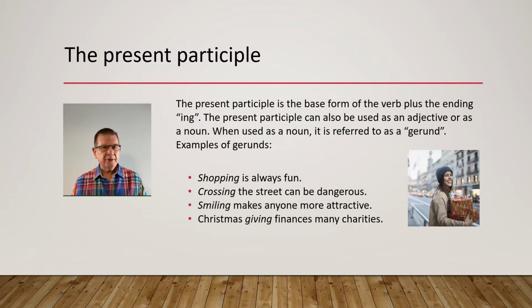The next part of the verb that we want to talk about is the present participle. This is the base form of the verb plus the ending -ing. The present participle can also be used as an adjective or as a noun. When used as a noun, it is referred to as a gerund.